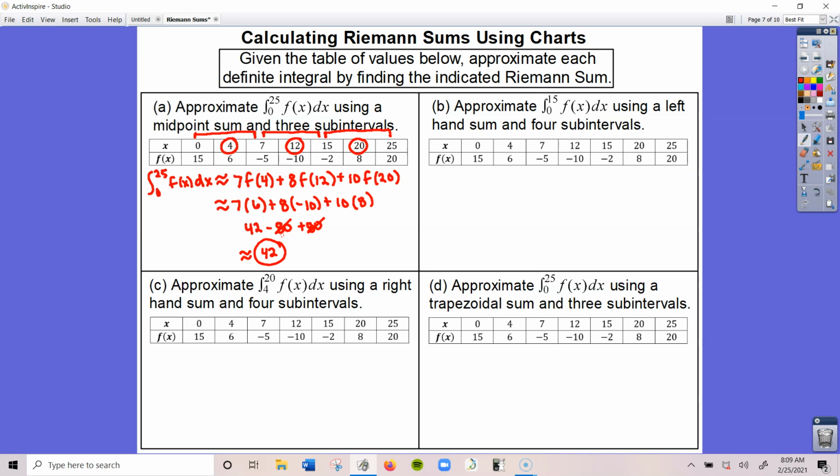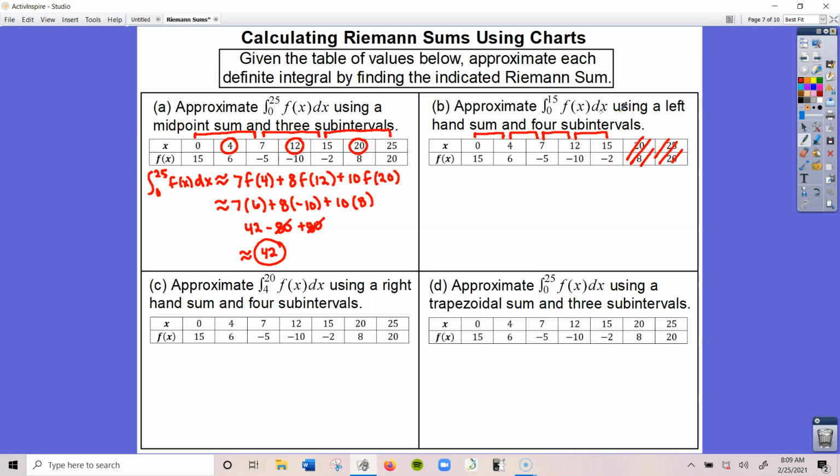Approximate the integral from 0 to 15 of f of x dx using a left-hand sum and 4 subintervals. So you got to pay attention to the interval that's given. It's only from 0 to 15, and we're given the same exact chart. So we don't need these values because this is 20 and 25, which is outside of my interval. Since we want 4 subintervals, that means that we can divide our chart here into 4 parts. So it would be from 0 to 4, 4 to 7, 7 to 12, and 12 to 15.